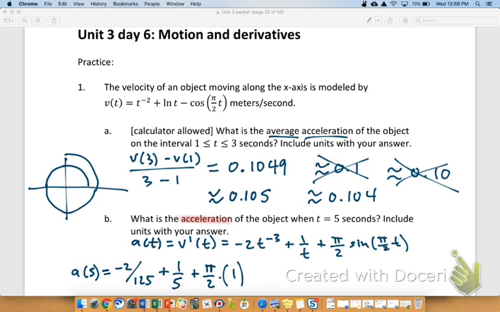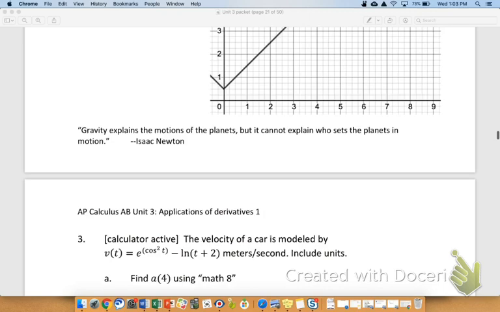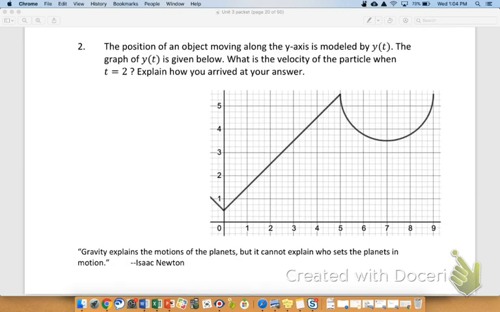Okay, beautiful. Let's take a look at number 2 then. Number 2, talking about position and velocity and acceleration, all that stuff again, except this time you got a graph. You don't have a nice function, clearly a piecewise graph. I'm only asking one question. It says the position moving along the y-axis is modeled by y of t with the graph of y of t down below. What is the velocity of the particle when t equals 2? And then we'll talk about how you arrived at your answer.